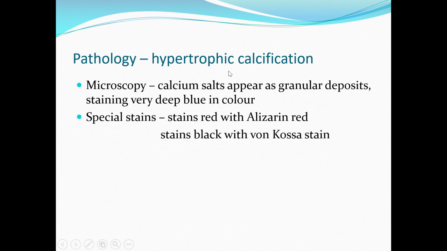Now, what about the microscopic appearance of calcification? Microscopically, calcium salt appears as granular deposits staining very deep blue in color. With special stains, it stains red with Alizarin red, and it stains black with von Kossa. So these are the two special stains for calcification. Whenever you have a doubt whether it is a calcium salt or something else, you have to use these two special stains, von Kossa and Alizarin red.